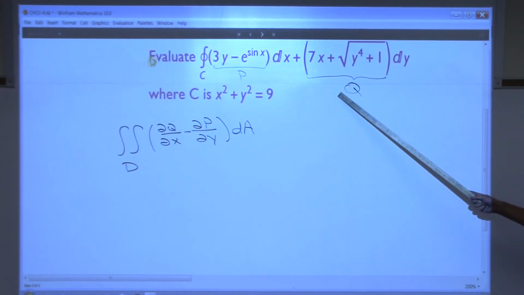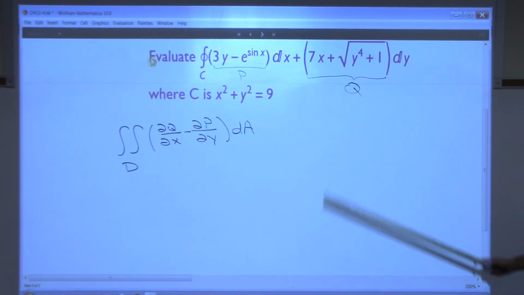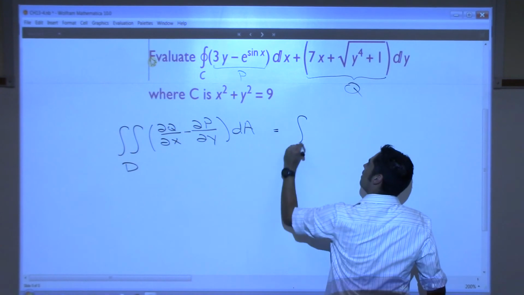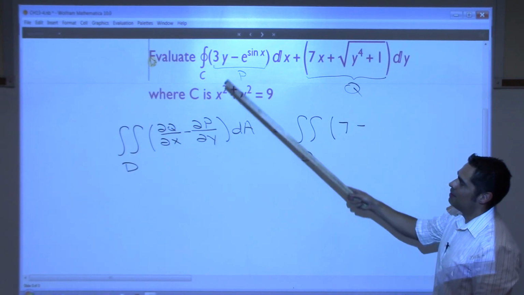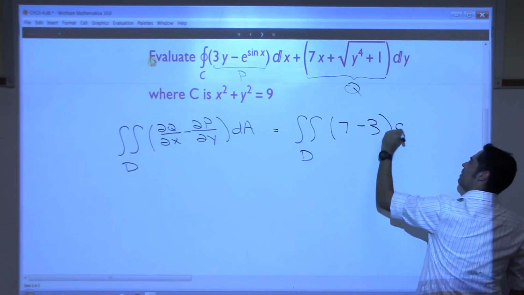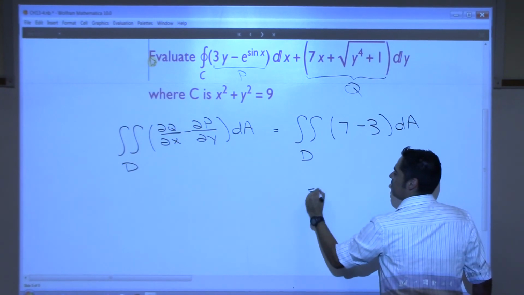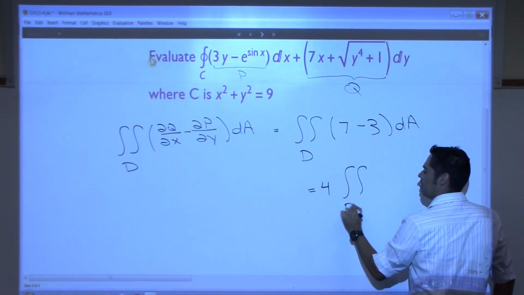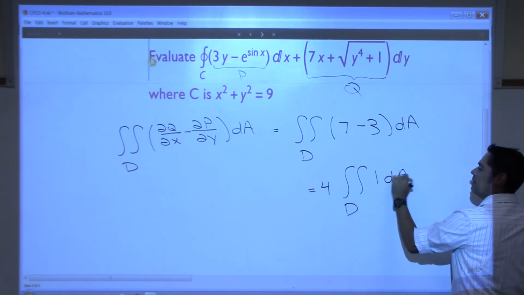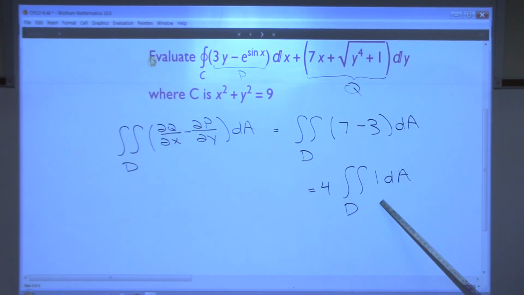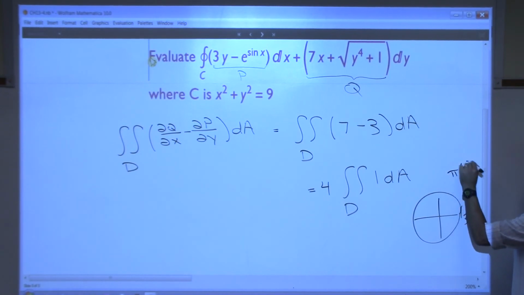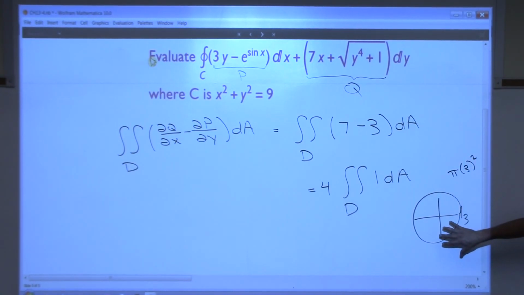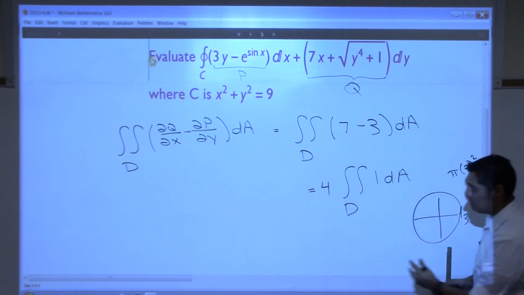What's the partial of q with respect to x? 7. Right? 7 minus, what's the partial of p with respect to y? 3 dA, which is just 4 double integral over D of 1 dA. And this is the area of D. And D is the disk with radius 3. The area of that's pi times the radius squared. So that's just 9 pi, isn't it? Times 4. So 36 pi.